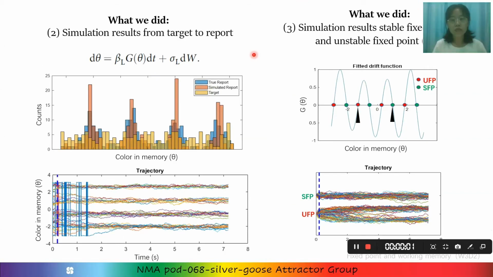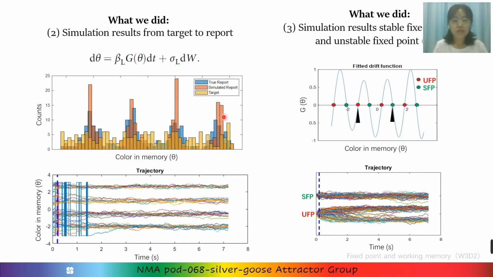After parameters estimation, we simulated the results from target to report with such a drift diffusion model we have mentioned before. The upper left figure shows that both the simulated report and the true report exist several clusters rather than uniform distribution like the target.